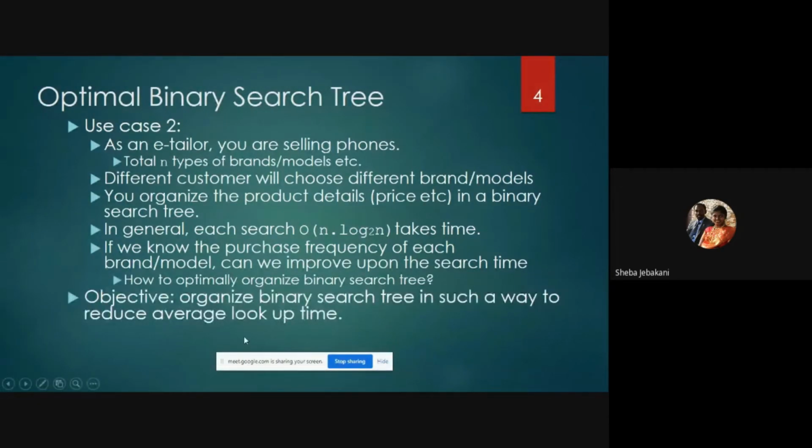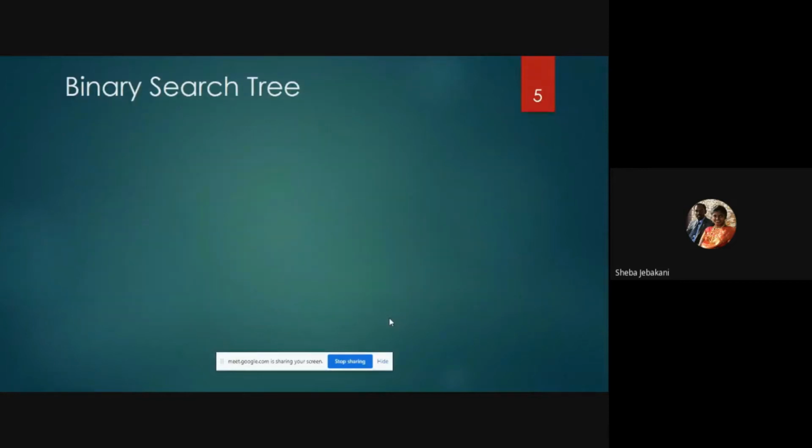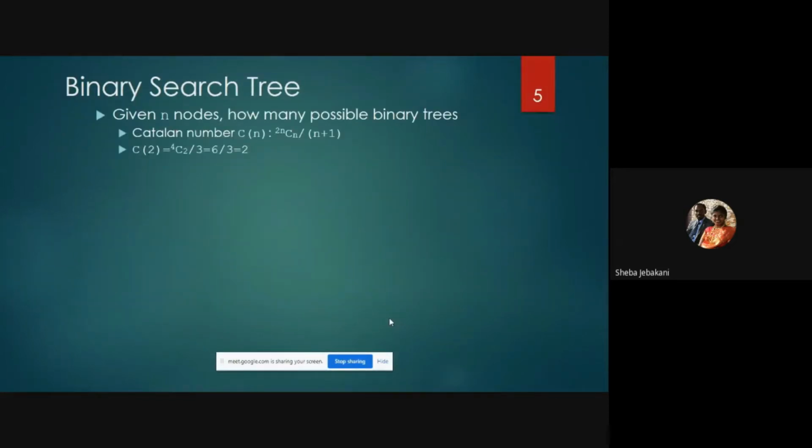So the basic objective for us is organizing the binary search tree in such a way as to reduce the average lookup time. Now given n nodes, how many possible binary search trees can you make? This is one formula that you can use for calculating the number of binary search trees that are possible, that is 2n C n divided by n plus 1.